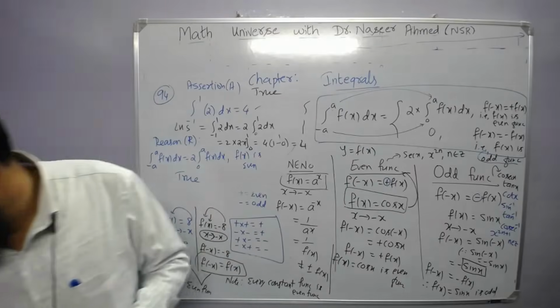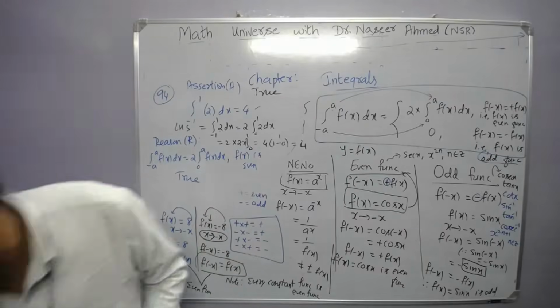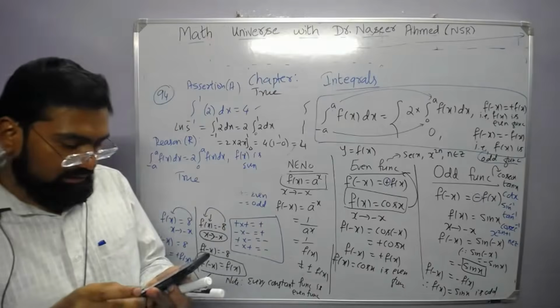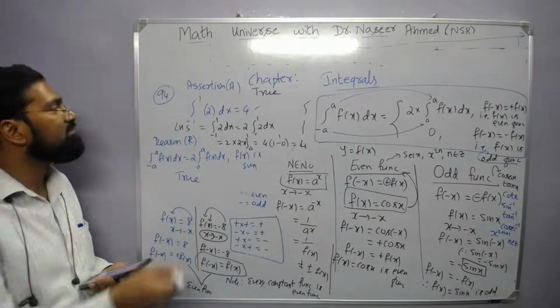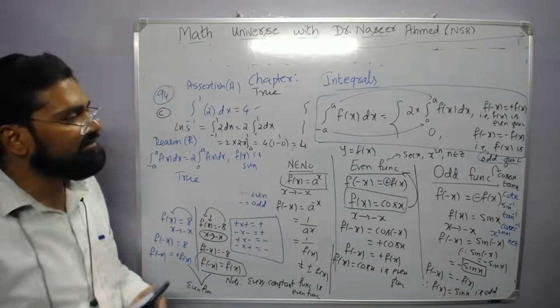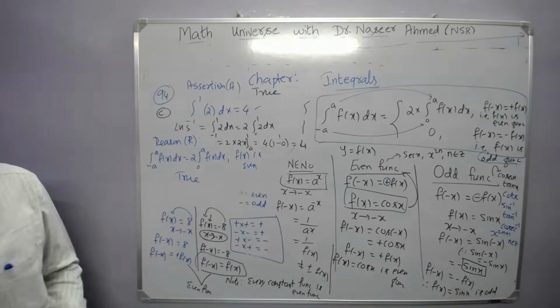But let us see what they have given in the options. They're talking only about true and false. So here both are true, then option C is correct. Option C is correct. Fine. Kindly make a note of this.